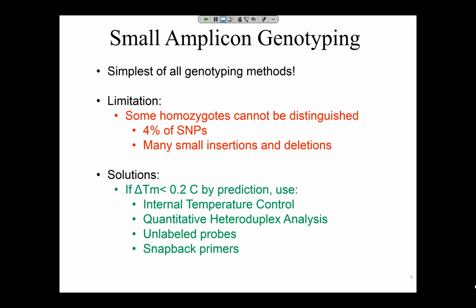So if you have really low delta Tms, low differentiation between homozygous and wild type, which you can predict, I've listed 4 different methods to distinguish the wild type from variant homozygotes. The ones we'll spend time talking about are the last two, the unlabeled probes and snapback primers, because they'll provide the specificity of a probe, but just using a dye.